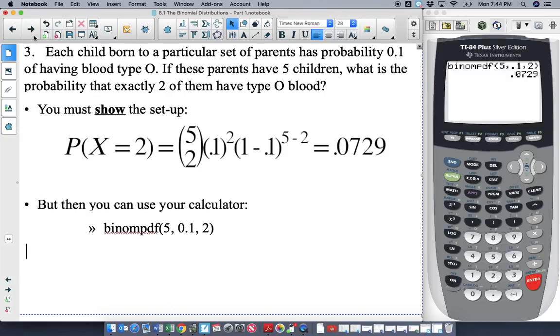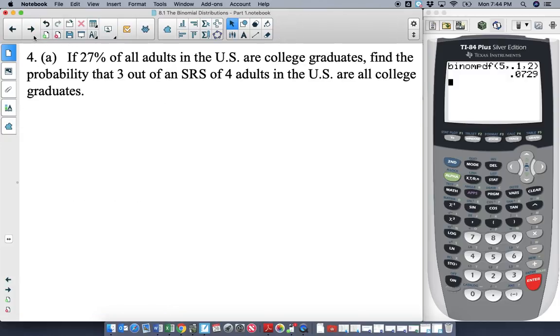All right, let's try another one. For number 4, if 27% of all adults in the U.S. are college graduates, find the probability that 3 out of an SRS of 4 adults in the U.S. are all college graduates.